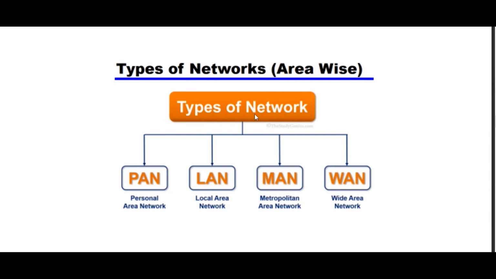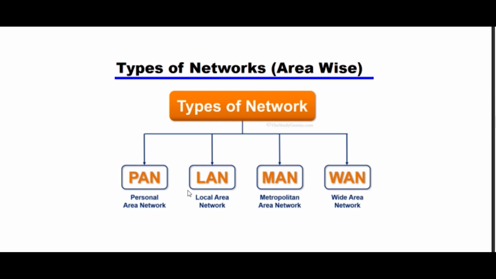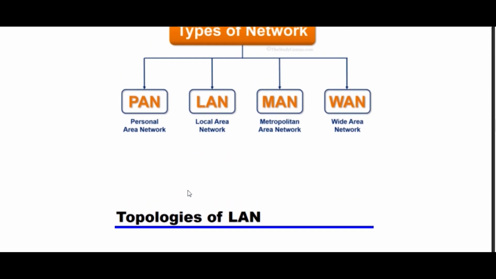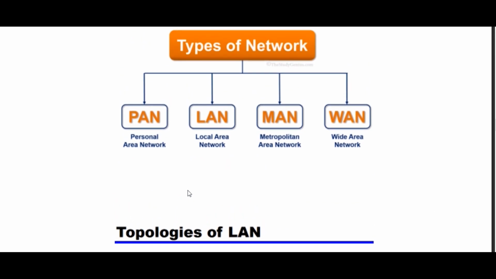Then let's discuss the types of networks. First is personal area network, then local area network, metropolitan area network, and fourth is wide area network. So these are the four types of networks. Personal area network is when you are talking about personal devices. For example, your local Wi-Fi is your personal area network in which you have connected all your PCs, your personal phones, and your personal laptops and stuff like these.